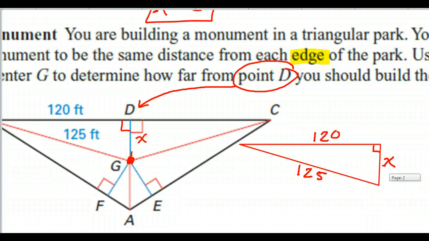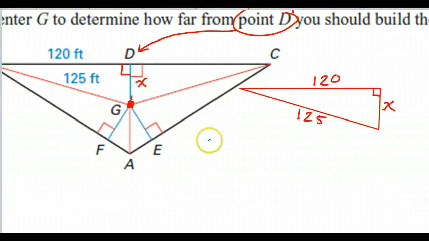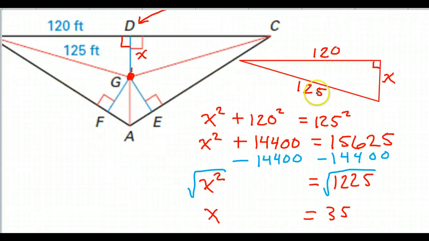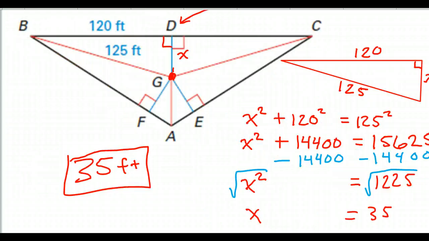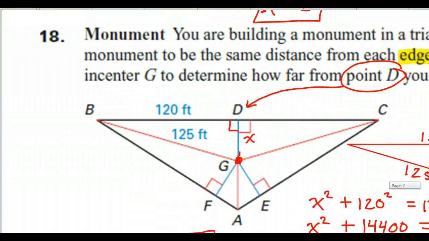So it's just the Pythagorean theorem. You really probably don't need any more help on this. In fact, I'm going to do all the work off camera again. All right, so here's all the work of me doing the Pythagorean theorem. Leg squared plus leg squared equals hypotenuse squared. Worked it all out. I got x equals 35, so 35 feet. That's how far away the monument should be. So that is how you do that problem. Number 18.